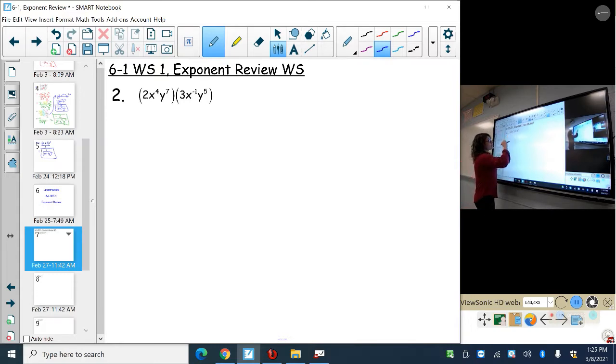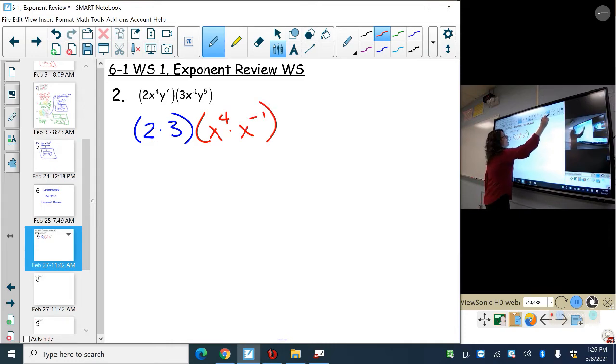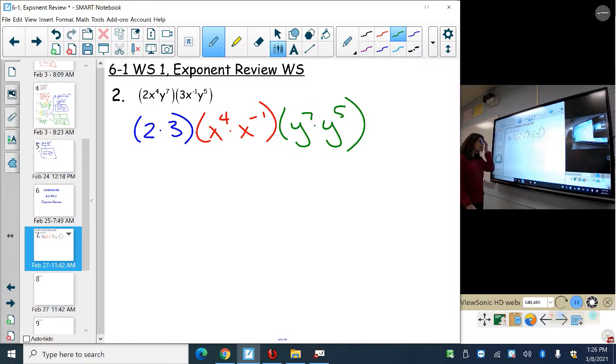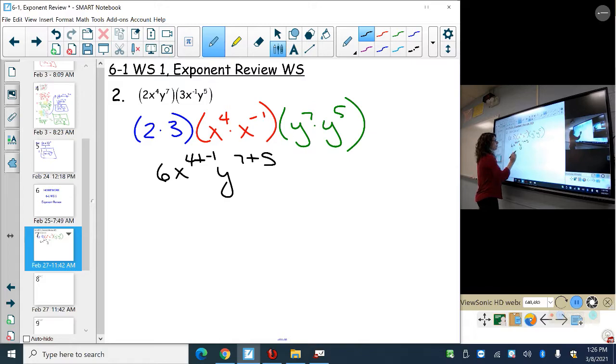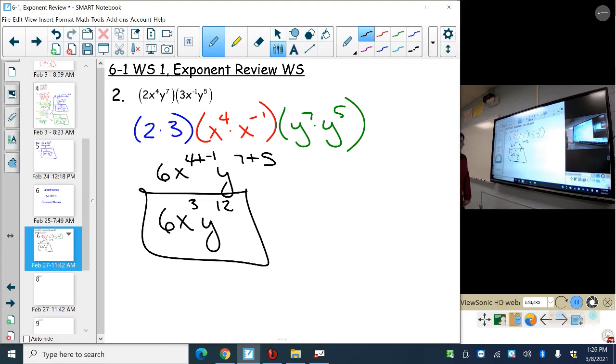I need to look at this and say, do I have any powers on the outside of my parentheses? I do not, so this is just a piggy bank problem where we're shaking out the piggy bank and reorganizing. So I'm going to put the numbers with the numbers, I'm going to put the x's with the x's, and I'm going to put the y's with the y's. So now you see you have 3 individual problems. So from there, 2 times 3 is 6. Then I'm going to go ahead and add these exponents on both of them. So that's 6x to the 3rd, y to the 12th. And that is done. Okay?